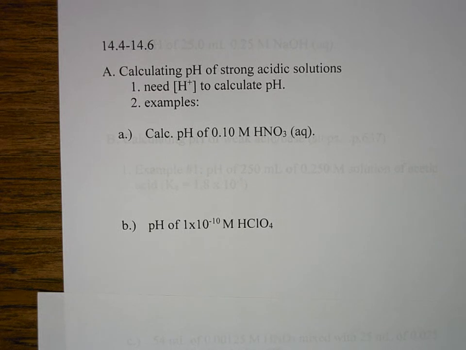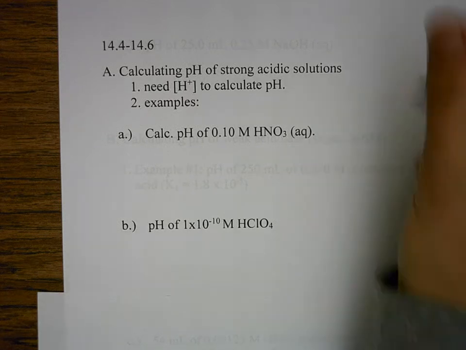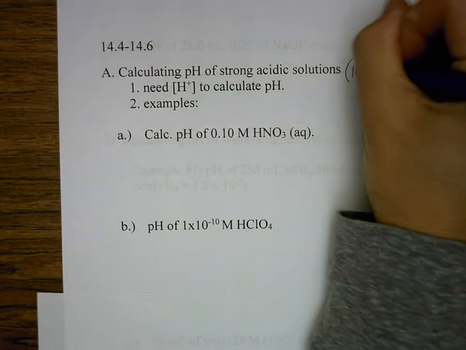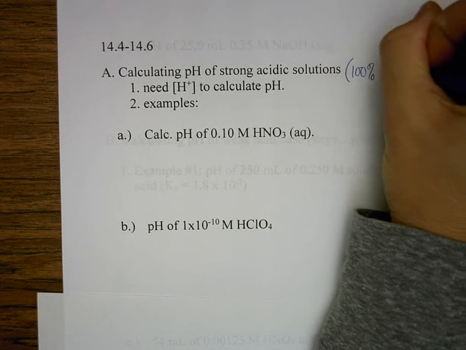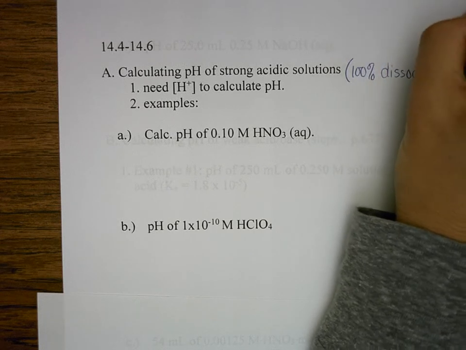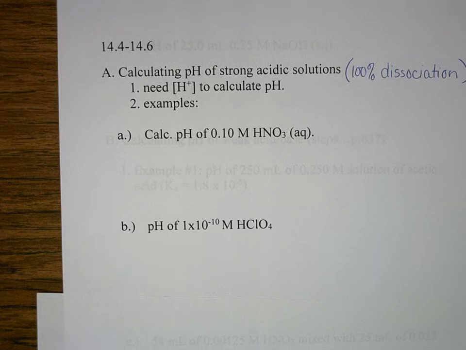We're going to start easy, and we're going to start by calculating the pH of strong acidic solutions. The first thing you need to remember is if it is a strong acidic solution or a strong basic solution, that you should recognize that that means that basically there is 100% dissociation, maybe not quite 100, 99 point something. Basically, most of the molecules break apart and ionize, okay, which is important in figuring out concentrations.